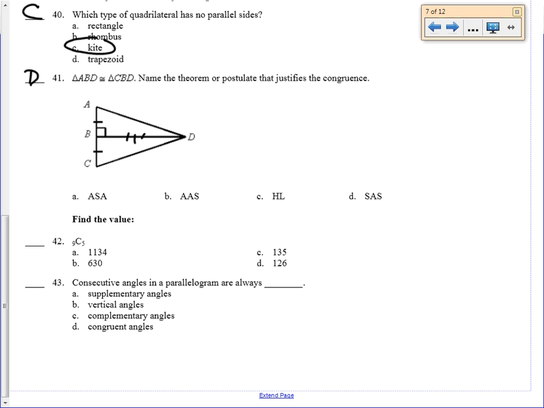Don't get tricked by this one because it's a right triangle in HL. Remember, what does the H stand for? Hypotenuse. What's the L stand for? Leg. Guys, the best way to do number 42 here is just write out the whole formula.